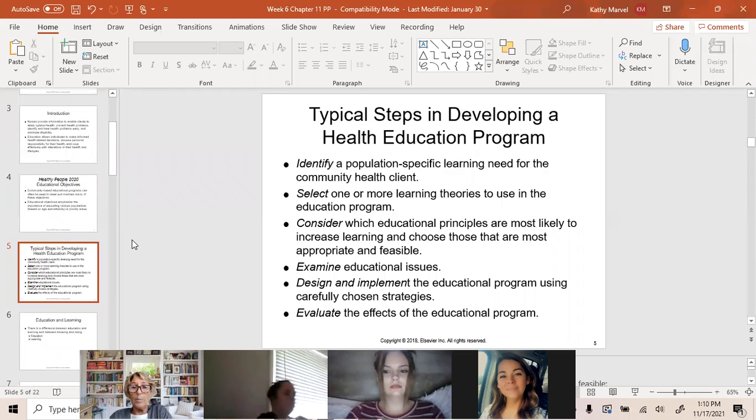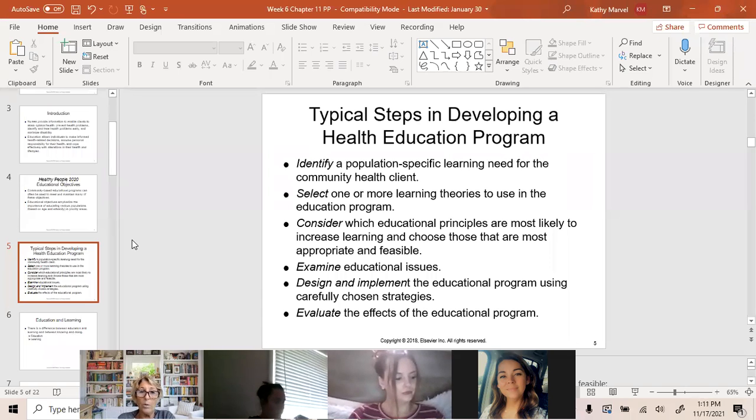Okay. So typical steps in developing a health education program. We need to understand these steps. Please think of your ADPI. With every single chapter we're covering in community health nursing, I need you to be able to apply your ADPI. Okay. ADPI in the pediatric hospital setting looks different in the community setting, but it's the same ADPI, it just looks different. Okay. So what are our typical steps in developing a health education program? Well, we have to identify the specific population, right? You need to know who your population is before you can develop a program.